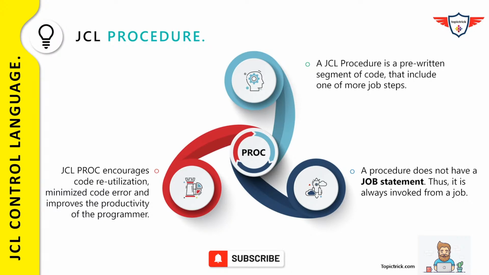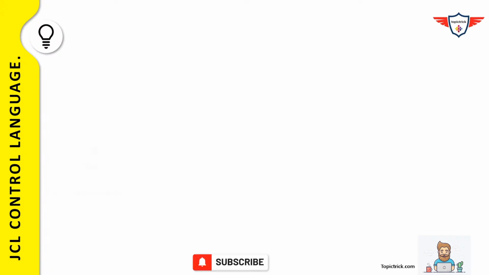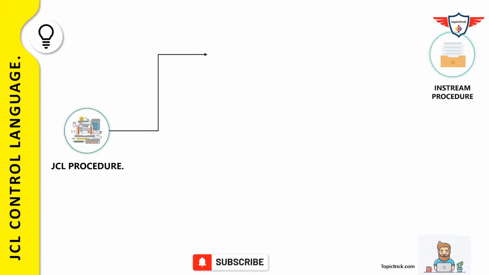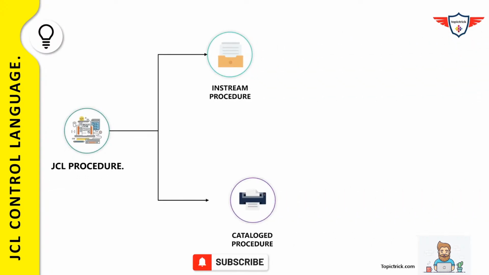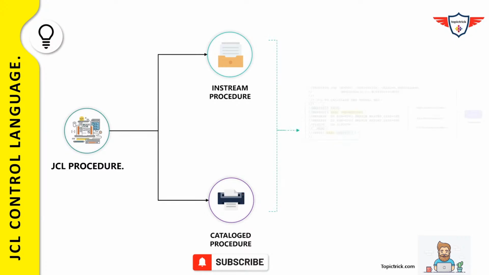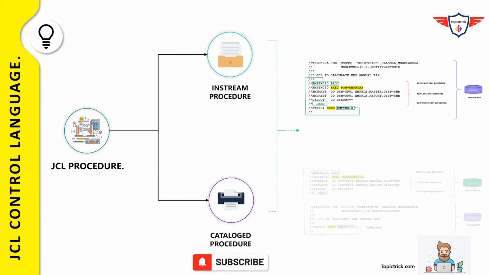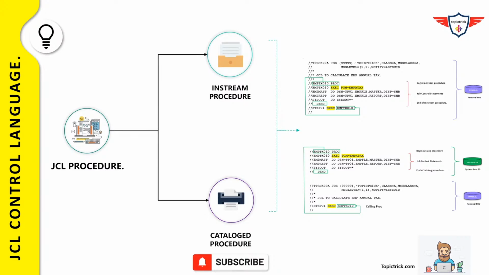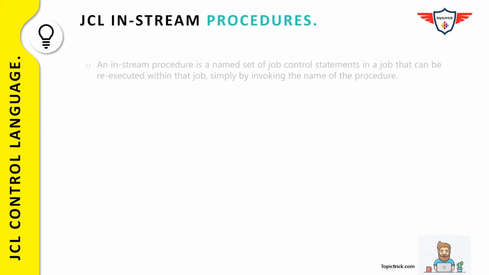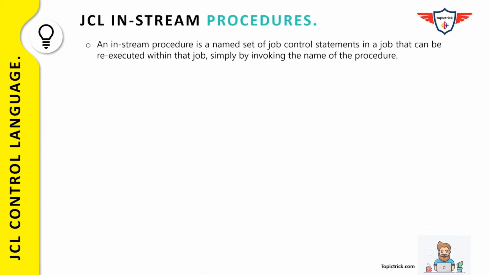Now let's talk about the different categories of JCL procedures. In general, JCL proc is divided into two categories. The first one is Instream procedures and the second one is catalog procedures. Now let's talk about JCL Instream procedures. Instream procs are the ones which are actually included in the job itself.